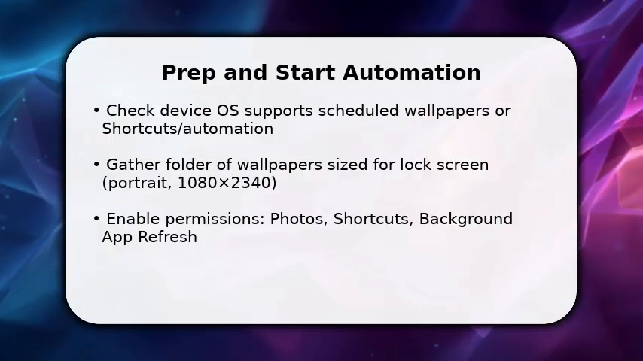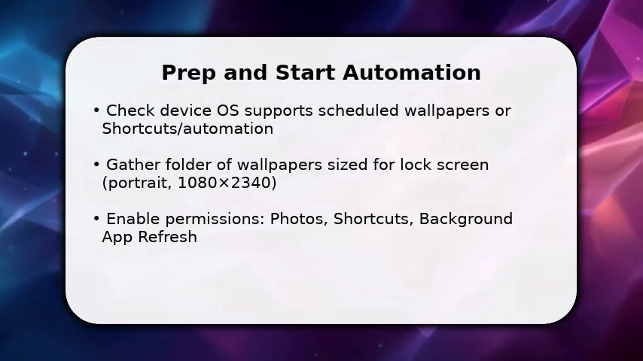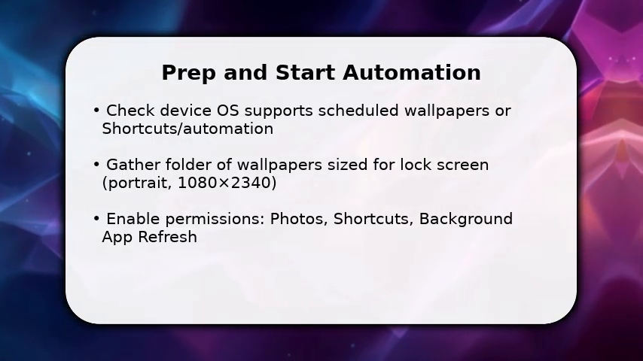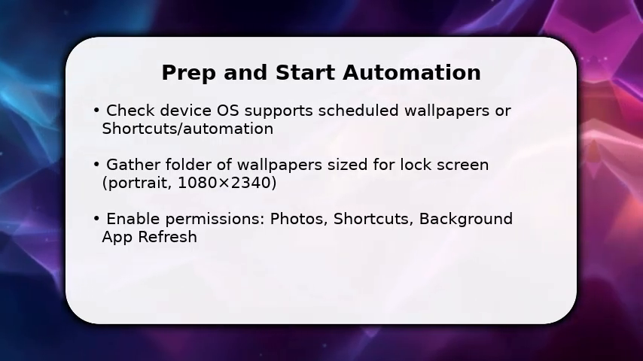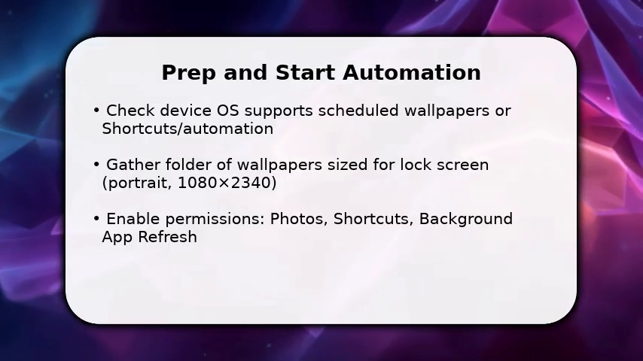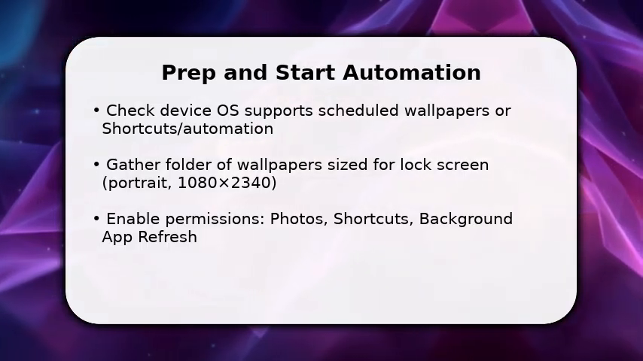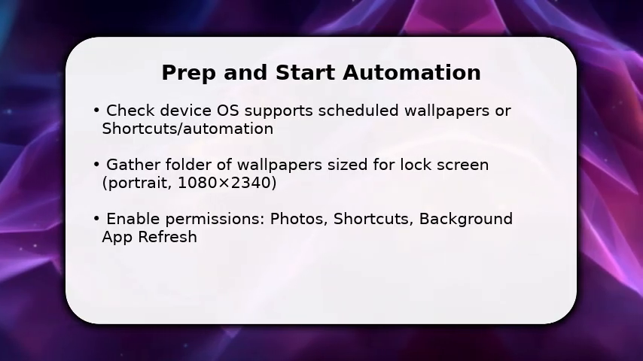You begin by confirming your device supports automated wallpaper changes and give required permissions. Once done, create a dedicated album or folder with correctly sized lock screen images so proportions stay intact. Next, open the Shortcuts or Automation tool and choose a personal automation trigger like time of day or charging.